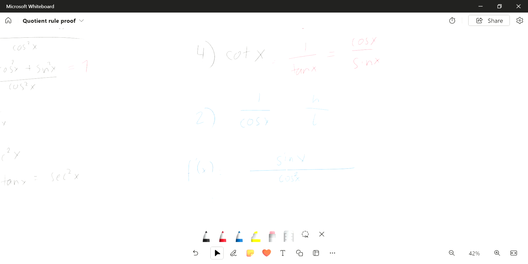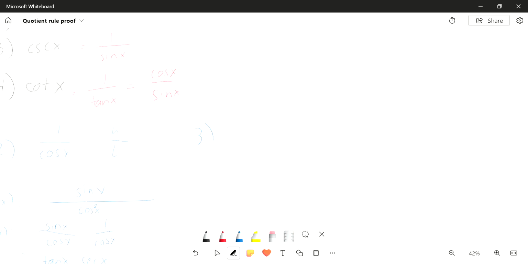So now it's just a matter of splitting this into some other fractions. So you have sine x over cosine x multiplied by 1 over cosine x. Sine x over cosine x, as we learned when we were figuring out tangent, is just tangent x, and 1 over cosine x, as we figured out up here, is secant x. So the derivative of secant x is secant x tangent x.